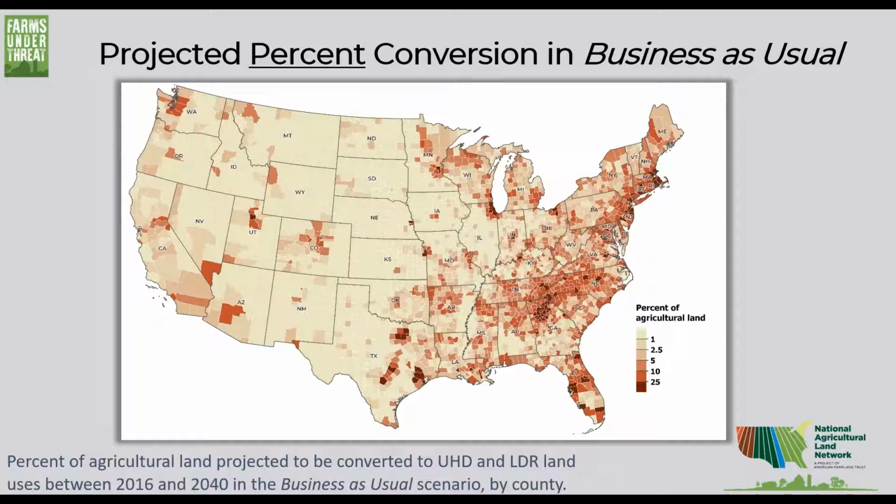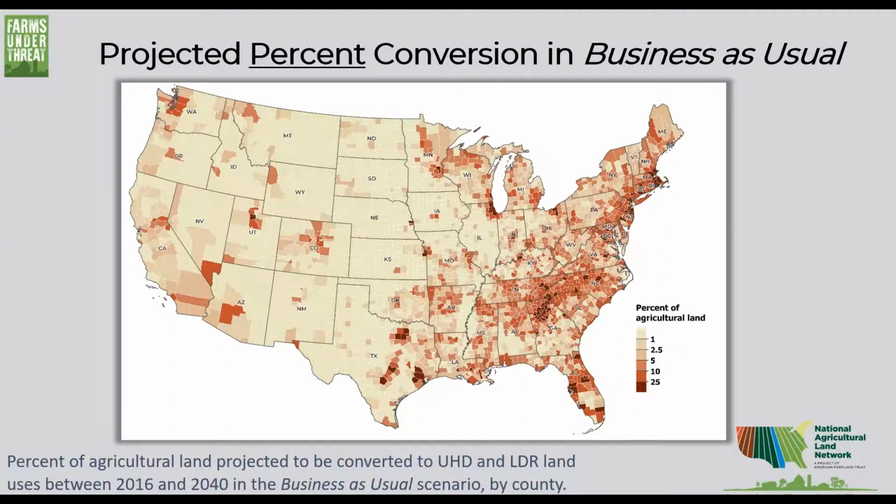And what I wanted to point out is that Marion County is one of the projected hardest hit counties in the entire country in terms of percent of agricultural land that may be developed. Our modeling shows that the county is at risk of losing 40% of its remaining farmland acres.